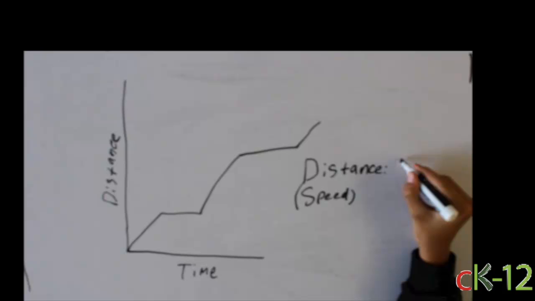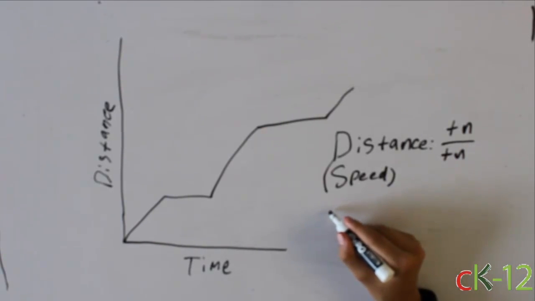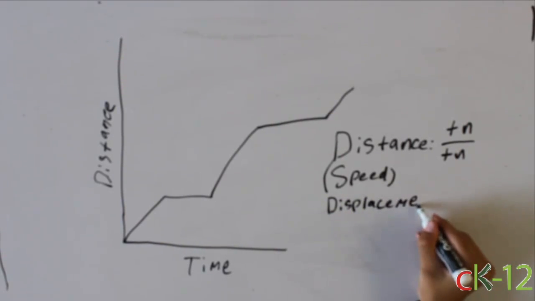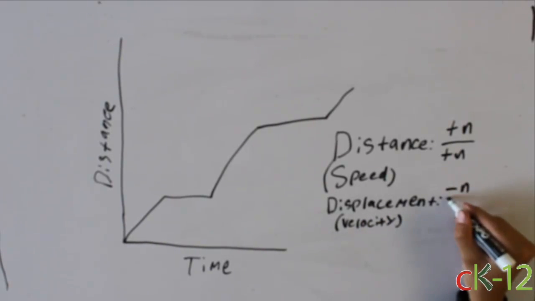It is easily visible as the slope of the line, or distance over time. Unlike the velocity, all of the speeds will be positive because the distance, the numerator, is always positive, unlike the position.